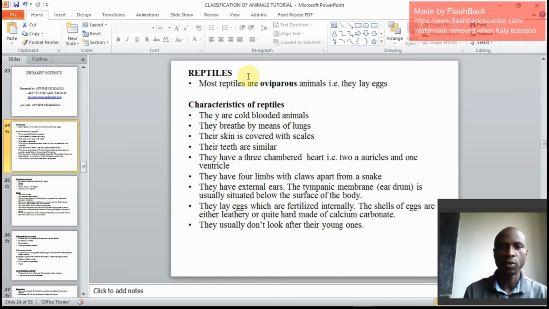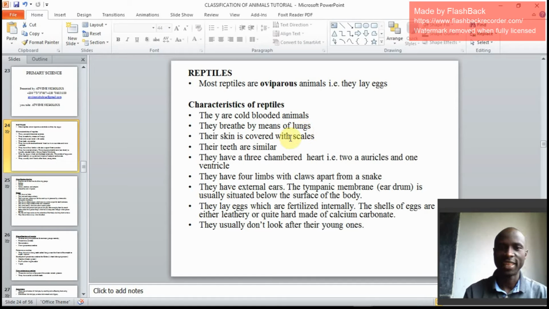So most reptiles are oviparous, meaning they lay eggs. They may pose a question that why are reptiles called oviparous animals? You will say they are oviparous animals because they lay eggs. Characteristics, what makes an organism be regarded as a reptile? They are cold-blooded animals, that's one. They breathe by means of lungs, that's the second.